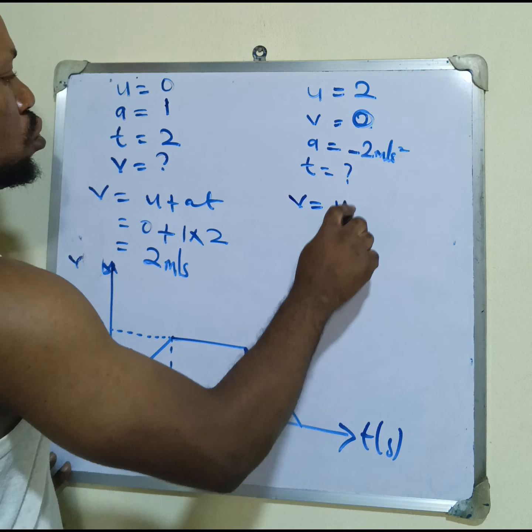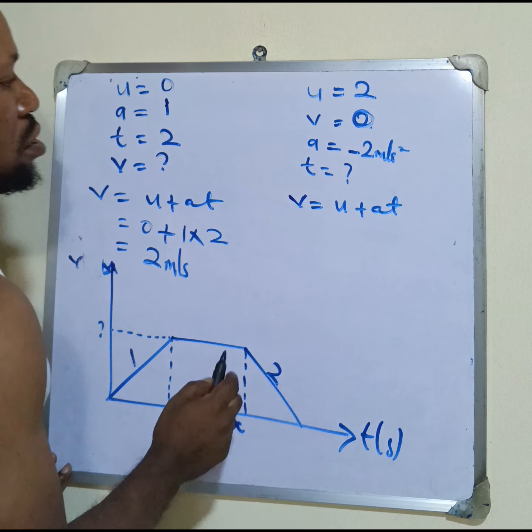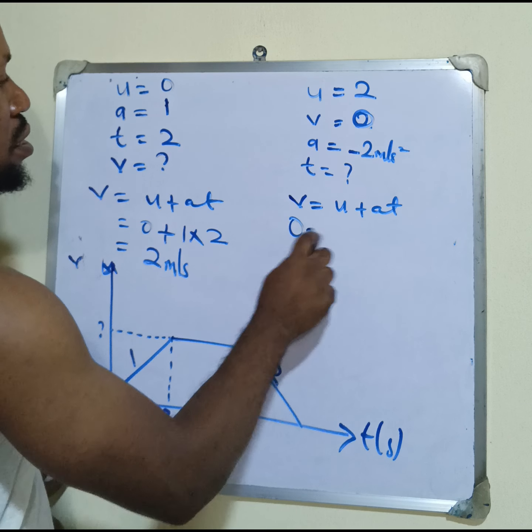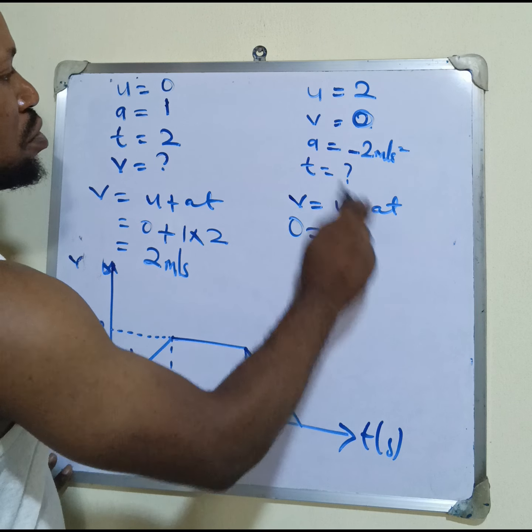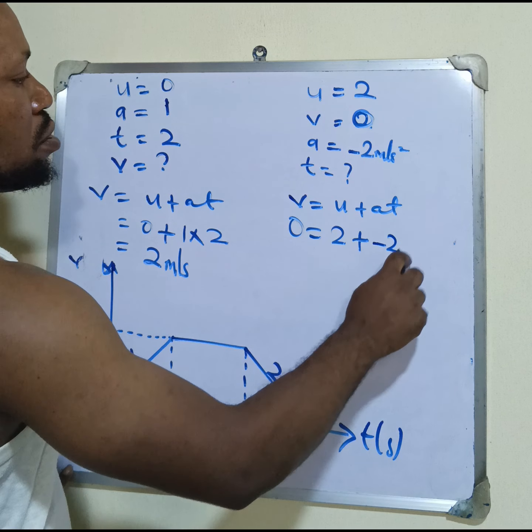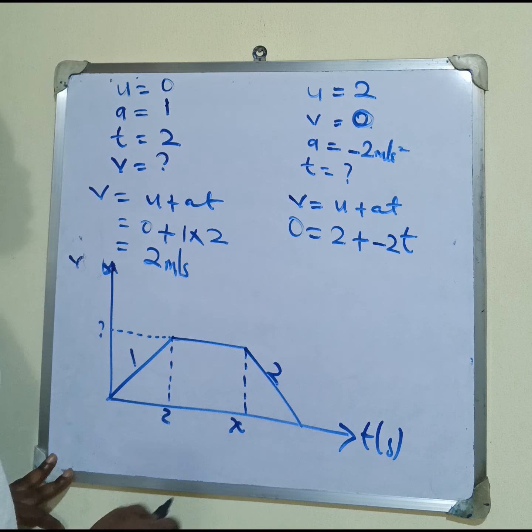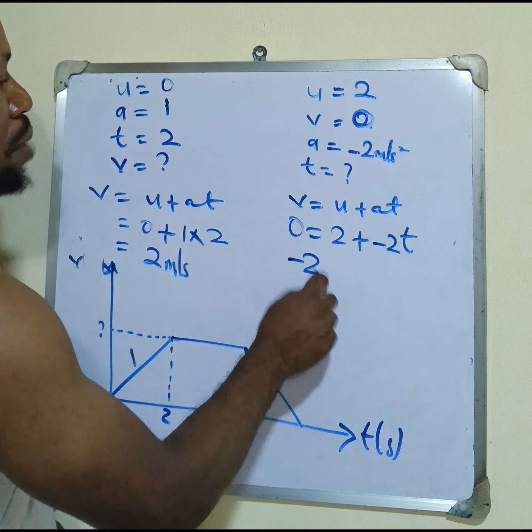V equal U plus AT. The V is 0 this time around. The U is 2 plus A, which is minus 2 times T. I'm looking for that one. Then solving the math. Minus 2.